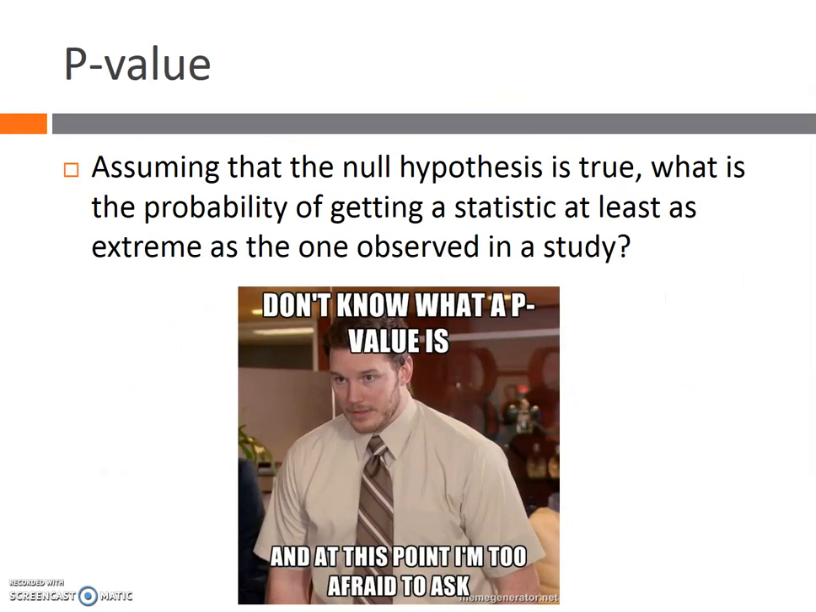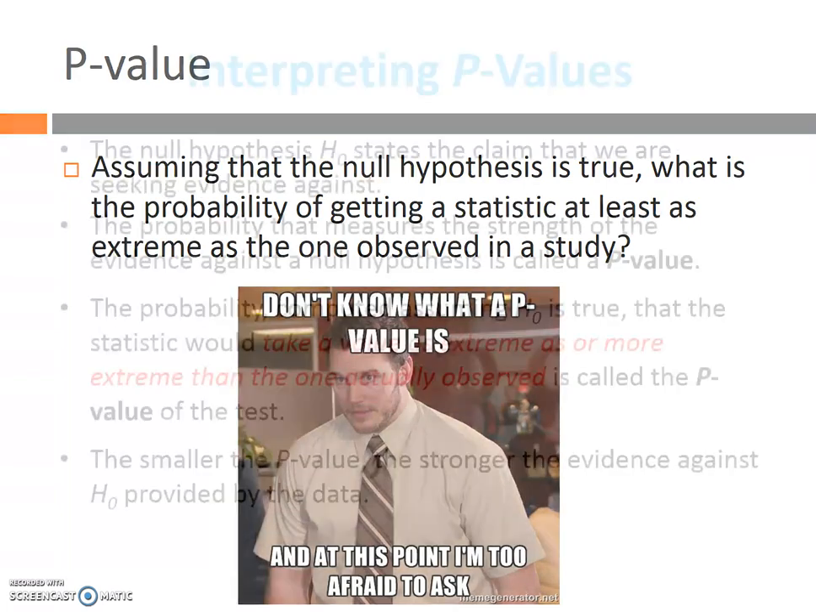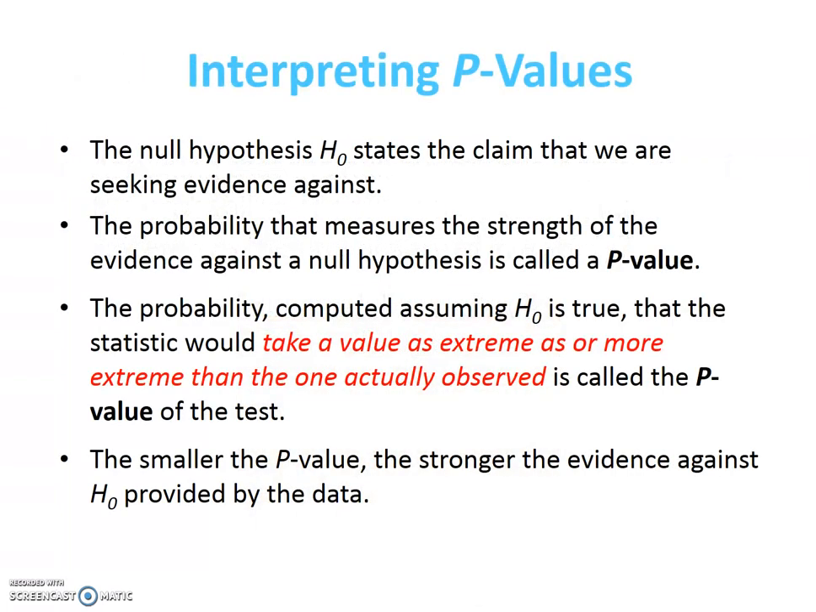Now let's talk about a p-value. Assuming that the null hypothesis is true, what is the probability of getting a statistic at least as extreme as the one observed in a study? That is our p-value. So how do we interpret such a thing? Well, the null hypothesis states the claim that we are seeking evidence about. So the probability that measures the strength of the evidence against the null hypothesis is called a p-value.